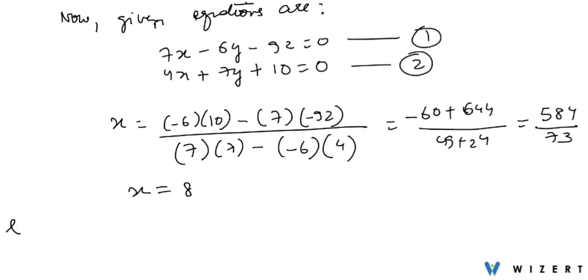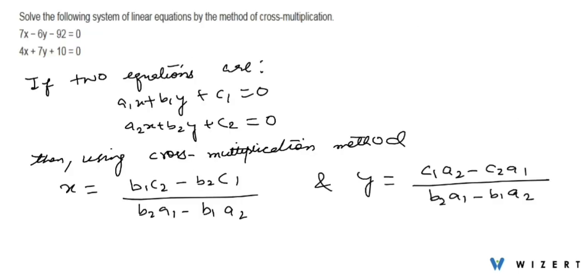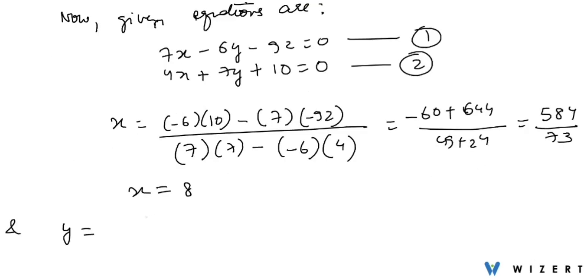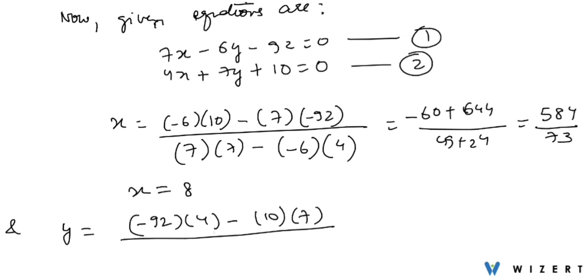Similarly, we will substitute the value in y. So y was c1 a2 minus c2 a1. So minus 92 times 4 minus 10 multiplied by 7, and denominator is same. So 7 multiplied by 7 minus minus 6 multiplied by 4.